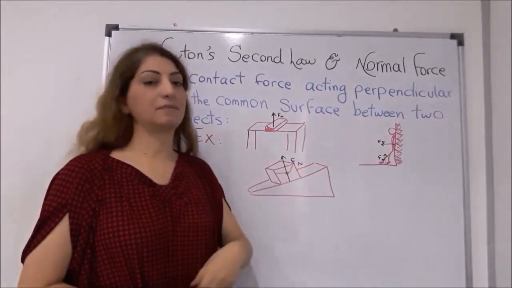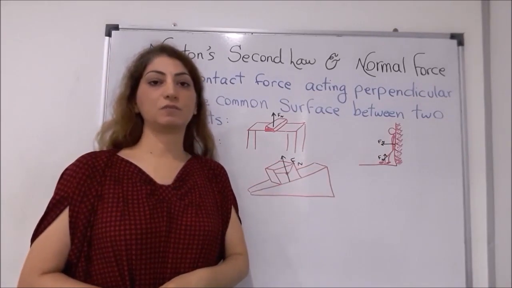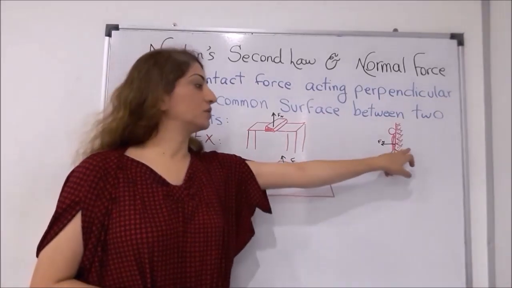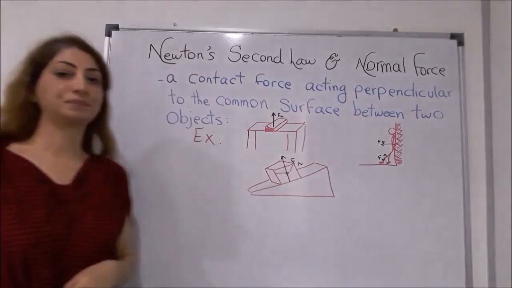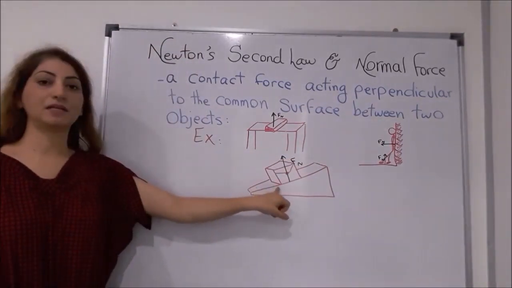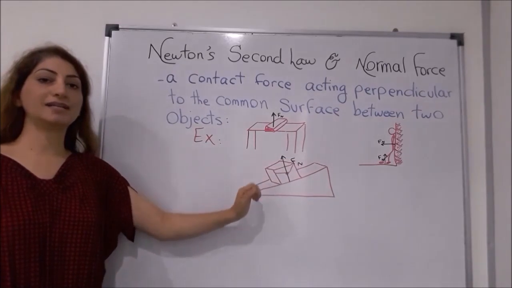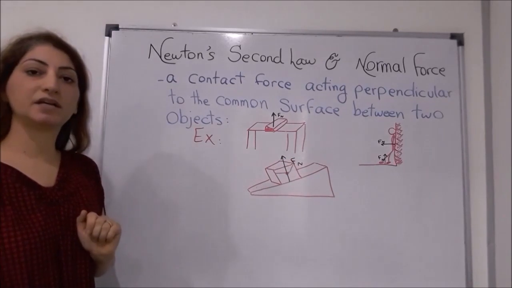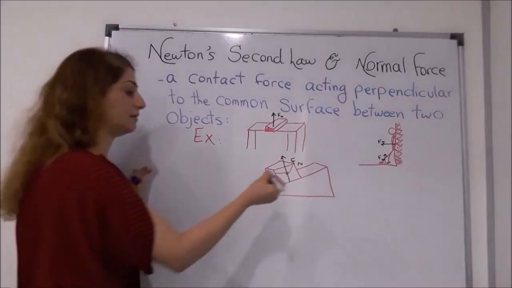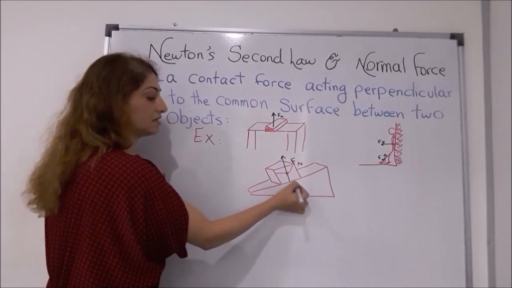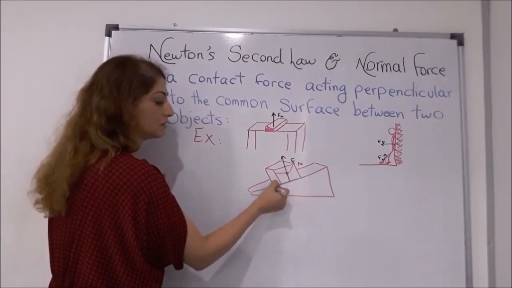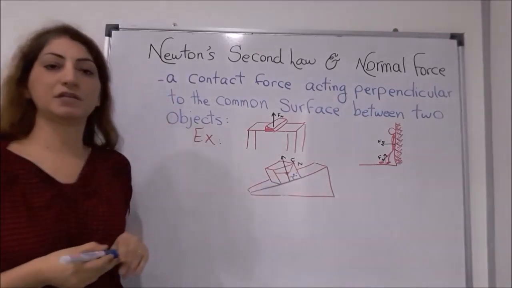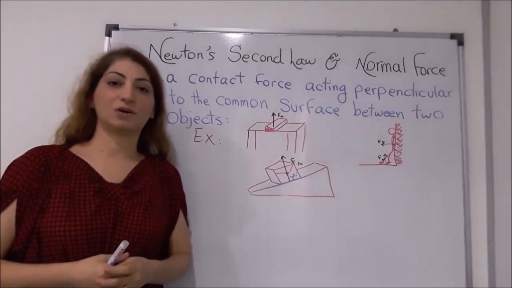Another example can be a person who is leaning against the wall. We can see there are two forces, one from the ground and the other one from the wall to the person. Another example is a box which is sliding down a ramp. The normal force here is leaning, but it is 90 degrees, or perpendicular, to the surface between the box and the ramp. Which one is it? This one. So it is perpendicular to the common surface between the two objects that are acting upon each other.